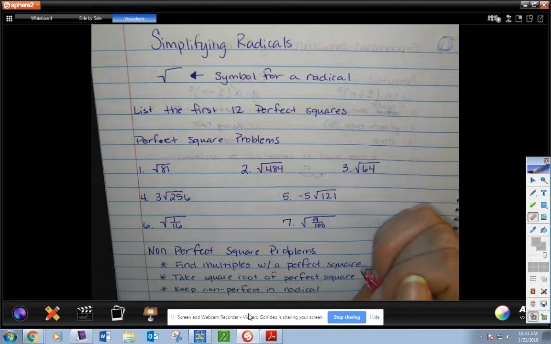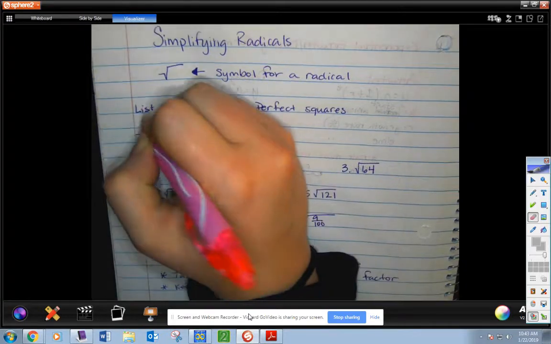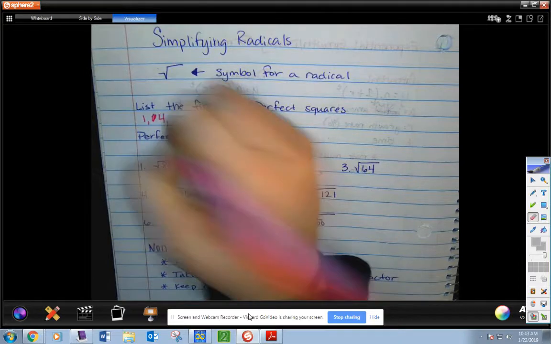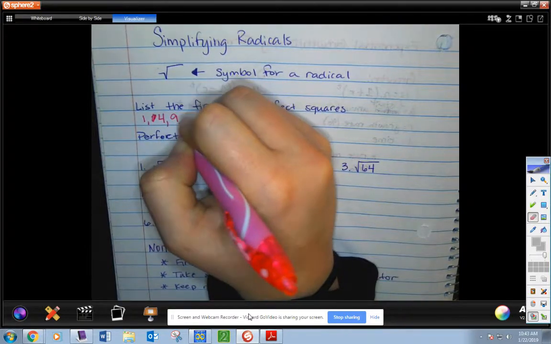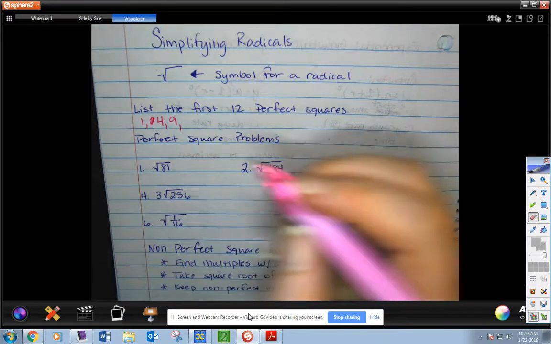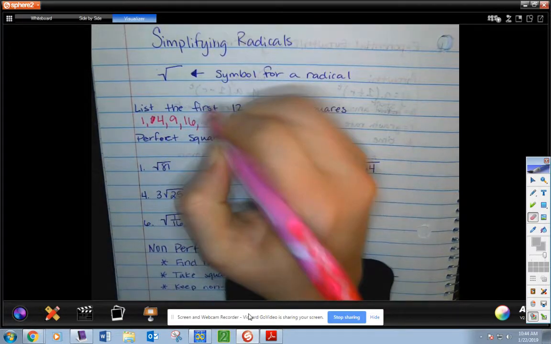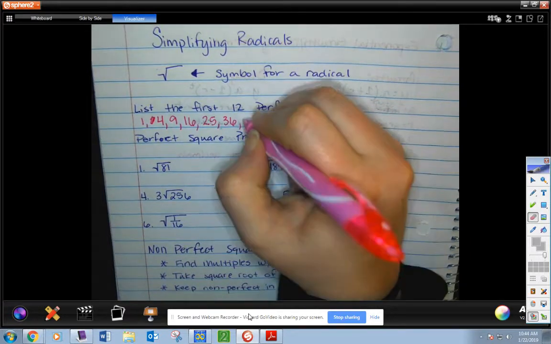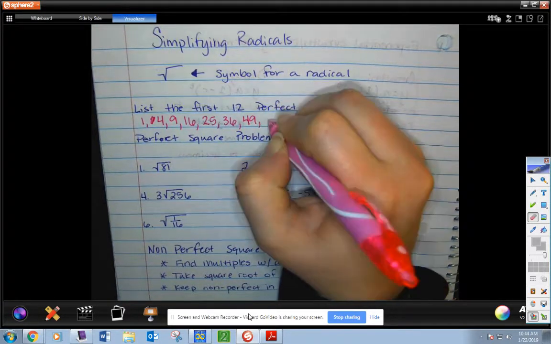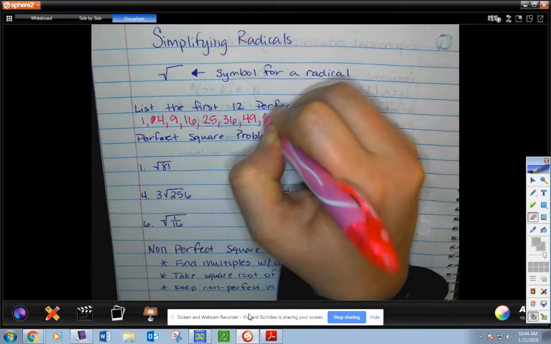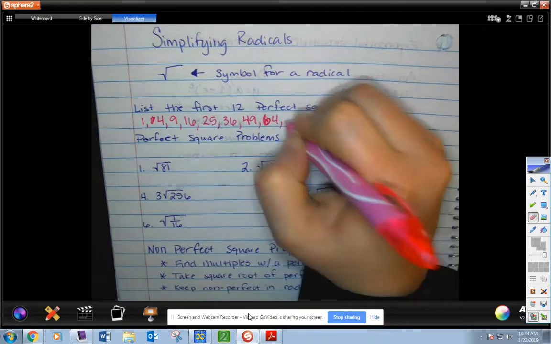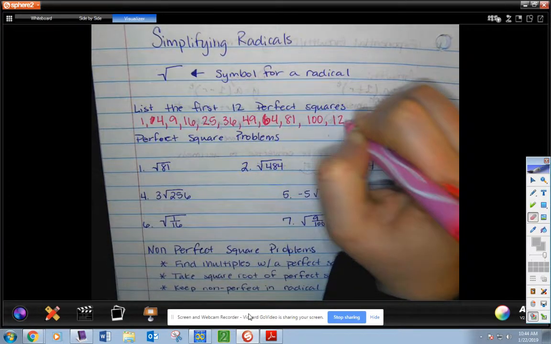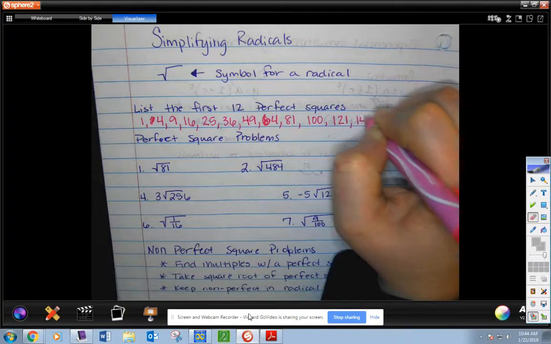So what I mean by perfect squares, what's one squared? One times one is one. What's two squared? Well, two times two is 4. What's 3 squared? 3 times 3 is 9. Do you see my pattern here? So I'm going to just keep going. 4 squared is 16. 5 squared is 25. 6 squared is 36. 7 squared is 49. 8 squared is 64. 9 squared is 81. 10 squared is 100. 11 squared is 121. And 12 squared is 144.